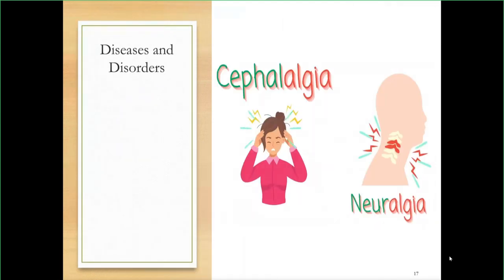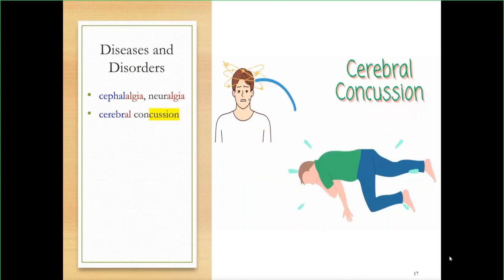Cephalalgia. Cephalo means head, and algia, pain. Therefore, cephalalgia means headache. Neuralgia, neuro, nerve. It is pain along the course of a nerve. Cerebral concussion. Cerebro means brain, and al means pertaining to. Therefore, cerebral concussion is the loss of consciousness, either temporary or prolonged.